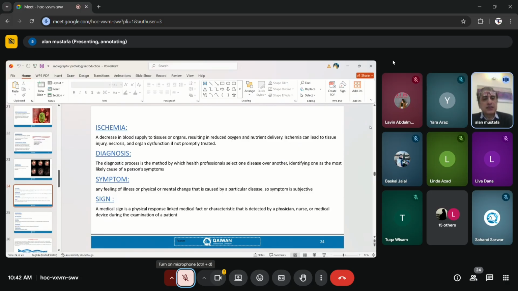Diagnosis means identifying the disease. Diagnosis is how we find and identify diseases. And we have symptom and sign.